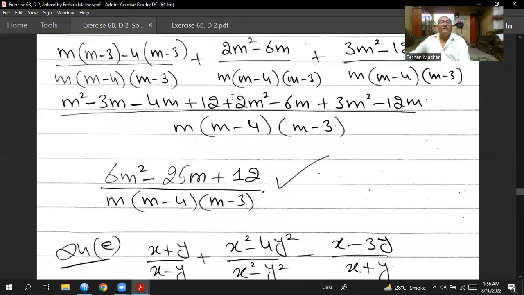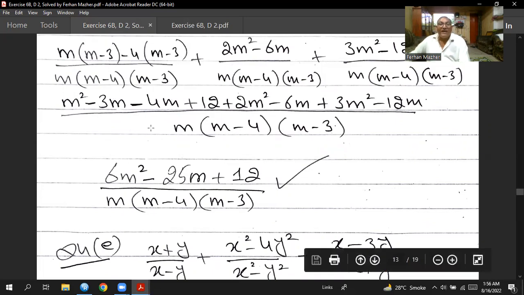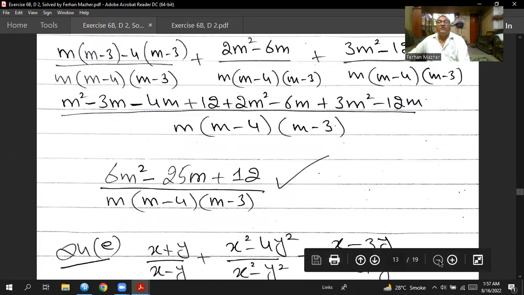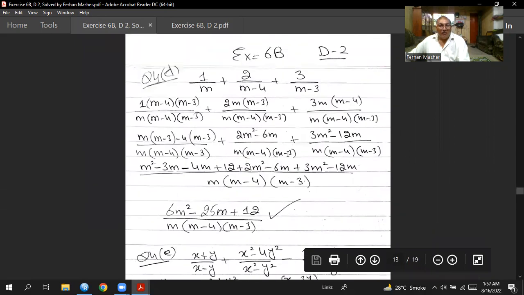Now you will have m square plus 2m square plus 3m square, that will be 6m square. Then minus 3m minus 4m minus 6m minus 12m, you will be left with minus 25m. And then you have plus 12, and that will remain plus 12. So your final answer will be 6m square minus 25m plus 12, divided by, in the denominator, m bracket m minus 4 bracket m minus 3 bracket close. So this is how you will do question number 4, its D part.